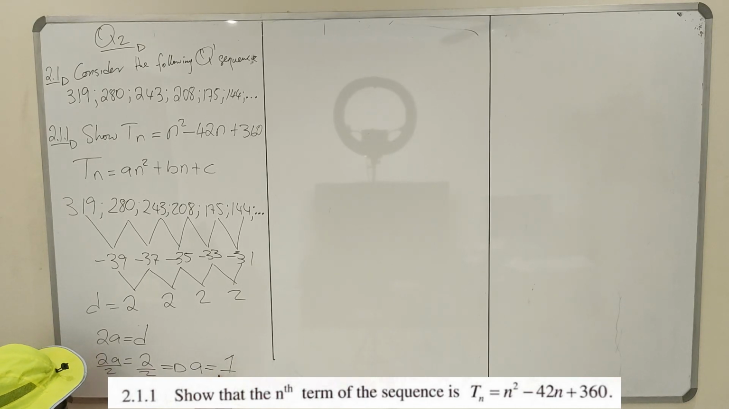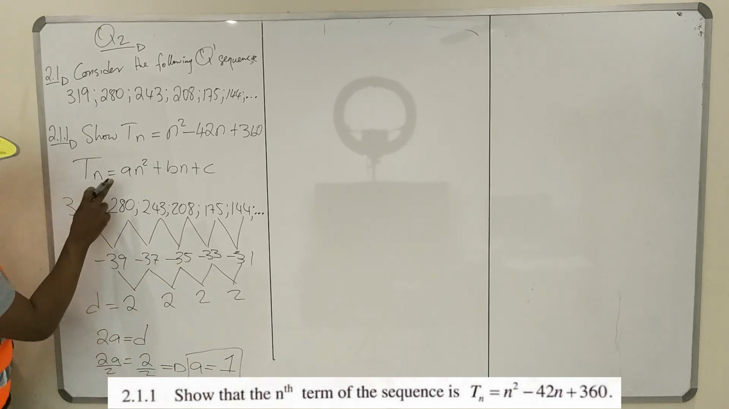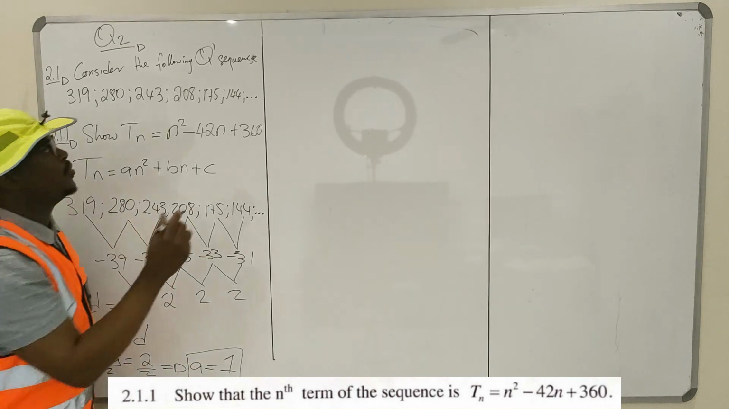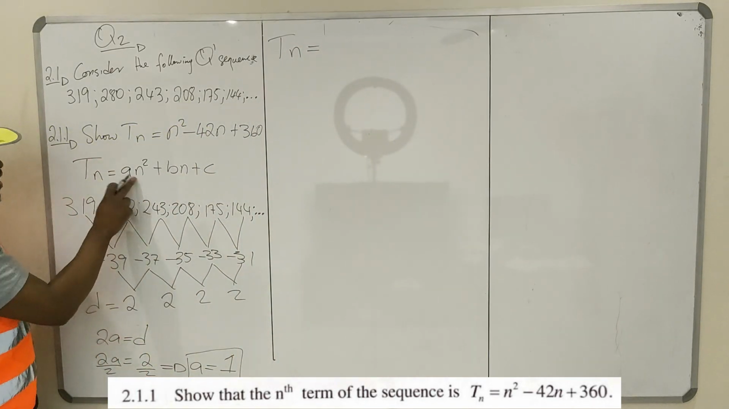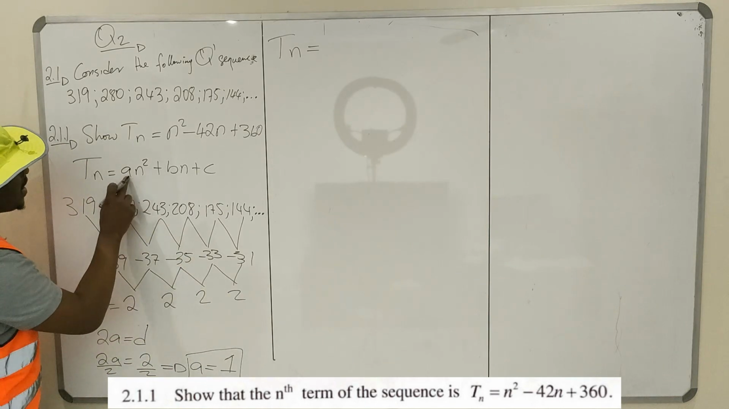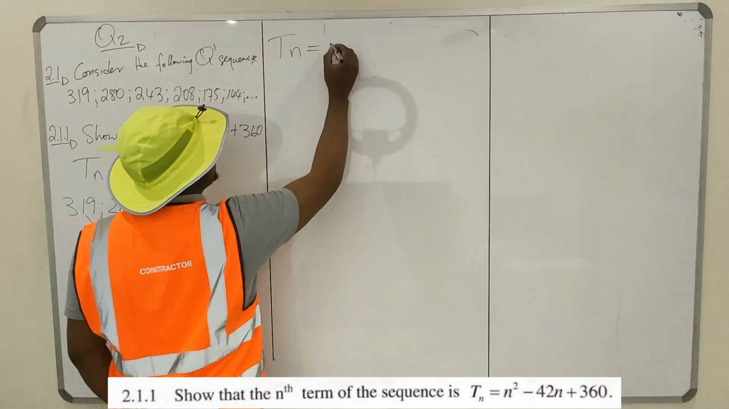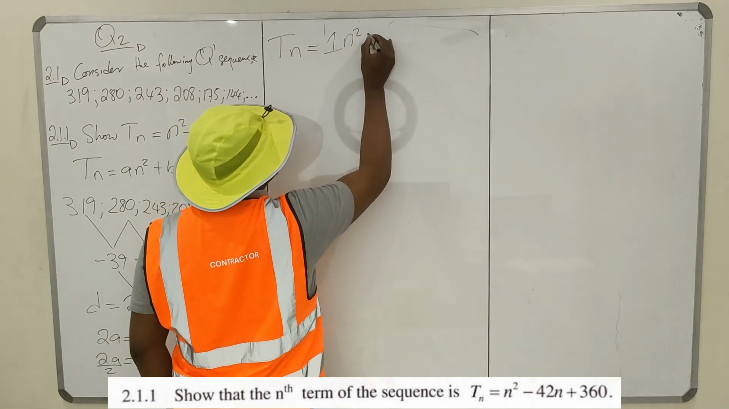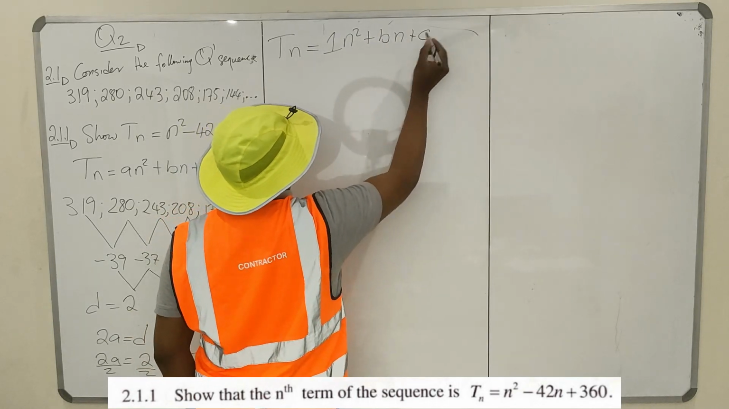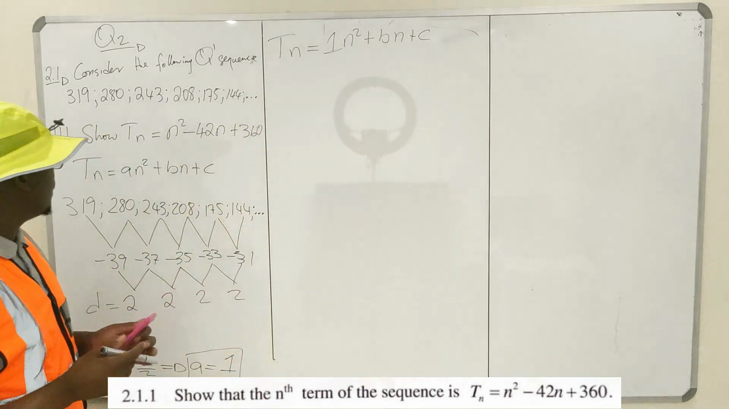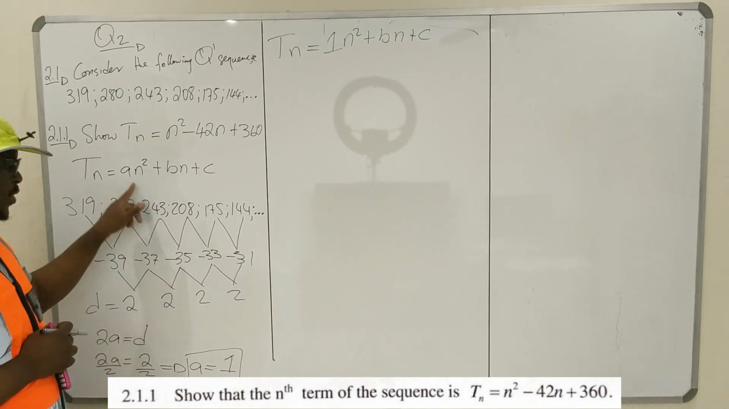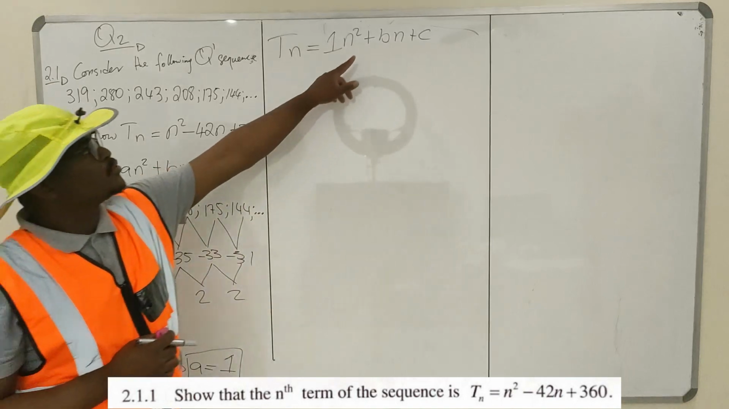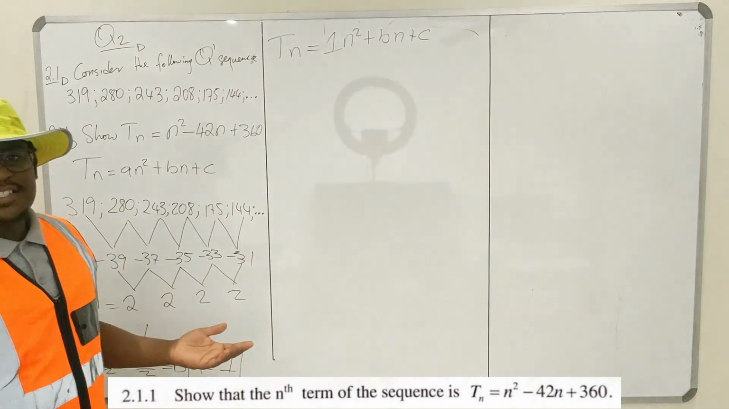After getting that a is 1, you go back to your nth term formula and substitute it here. So my Tn is equal to an squared, but I know my a is 1 now, so it will be 1n squared plus bn plus c. Out of the 3 unknowns, you managed to find 1, which is a, to be 1. Now you need those 2. It's easy to find those 2.